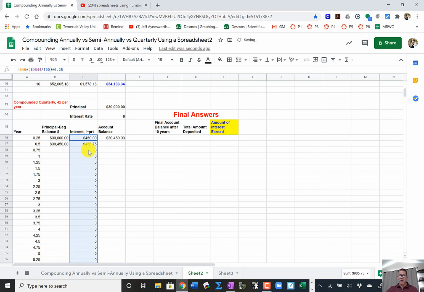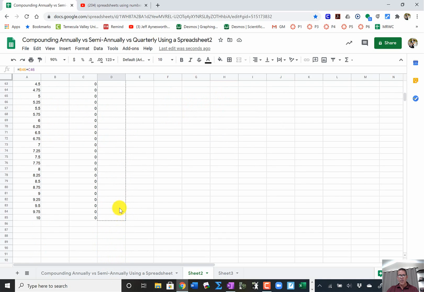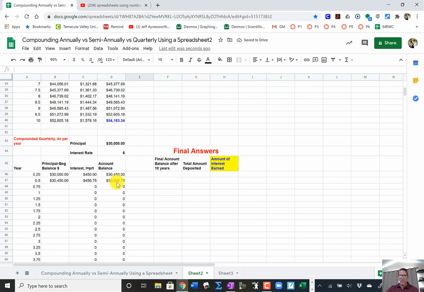Okay, and you'll notice there's a bunch of zeros there, and I've talked about this extensively here. The reason why there's a zero here in C48 is because, guess what? To the left of it, there's no beginning balance. So if there's no balance, there's not going to be any interest. So that kind of makes sense. On this one here, let's go ahead and take that formula and apply it all the way down for the 10-year period. And you'll notice that there's a number here in D47 because there was an initial balance, and we added the interest, so we get a new balance.